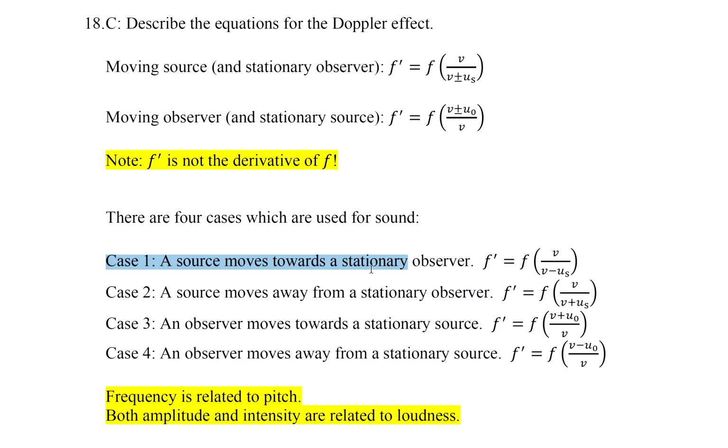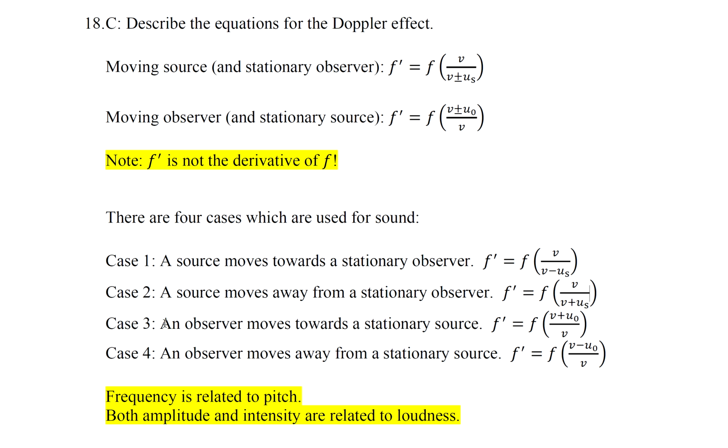A source moves towards a stationary observer. Here the denominator has a minus sign, so f prime gets bigger. Case 2, a source moves away from a stationary observer. Here there's a plus sign in the denominator, so f prime becomes smaller.